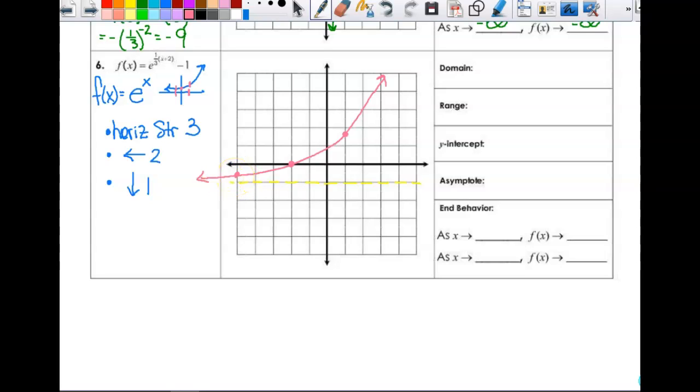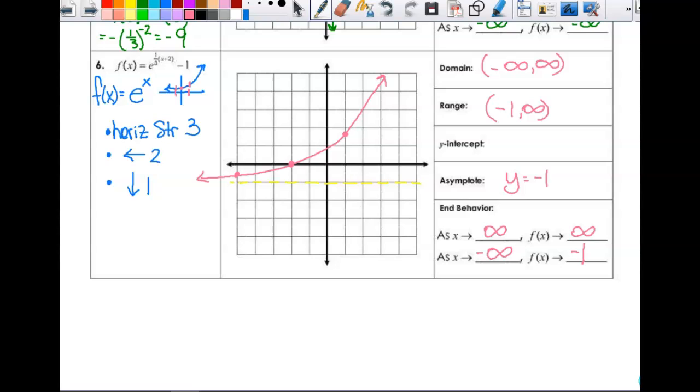Something like that. So our domain, once again, for all of them, -infinity to infinity. Range, -1 to infinity. Y-intercept, I clearly have one, but I don't get to guess off the graph, so we're going to have to come back to that. And then my asymptote, y equals -1. Then as x approaches infinity, f of x approaches infinity. As x approaches -infinity, f of x approaches what? -1.